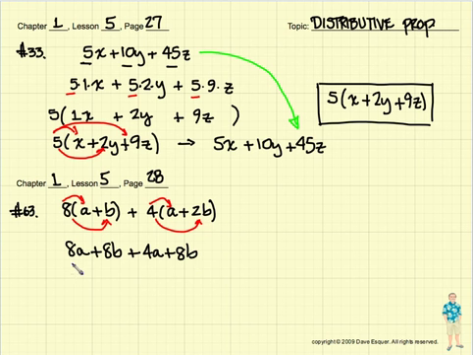We can combine like terms. We can combine 8a and 4a. We can combine 8b and 8b. So when we're almost finished, we end up with 8a and 4a is 12a.